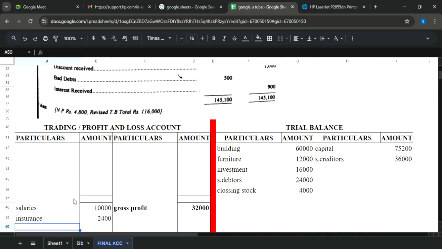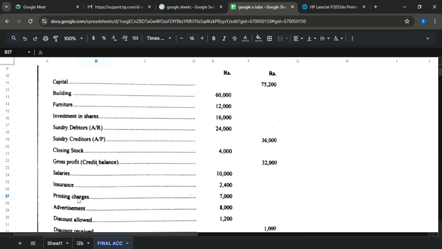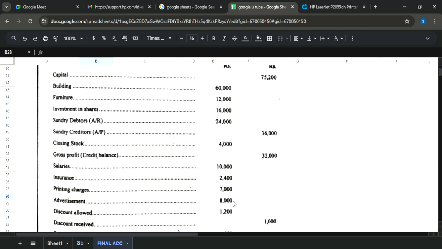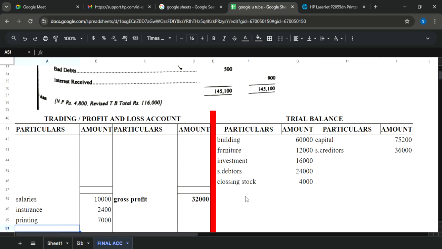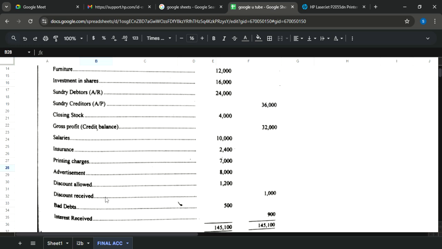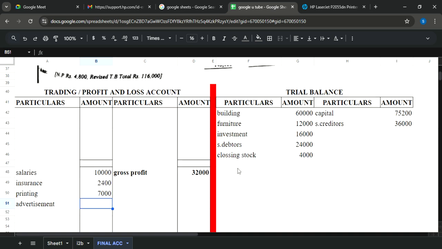After insurance, we have printing charges. Again, it's an expense. Printing charges amount is 7,000. Post 7,000 over here. Then we have advertisement. Yes, advertisement is an expense, and we will see how much the amount of advertisement is: 8,000.